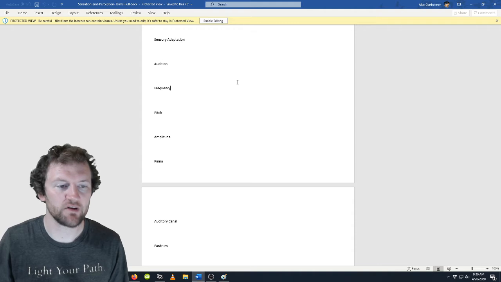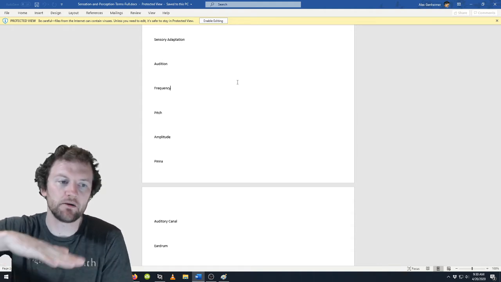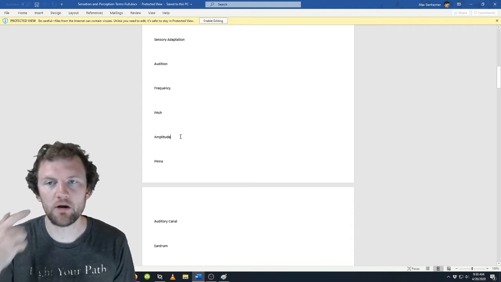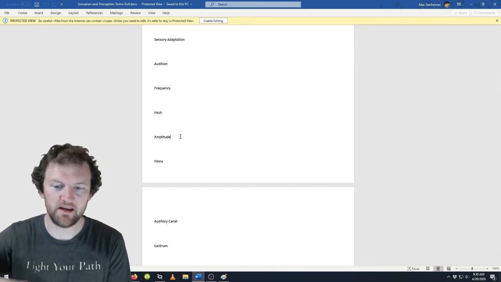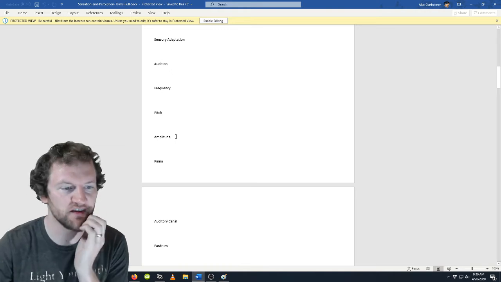The loudness that I'm talking is physically making the vibrations bigger. That's amplitude, and it's measured in decibels, or our perception of that is just loudness. But decibels is the actual measure, on a logarithmic scale, of how loud a sound is.